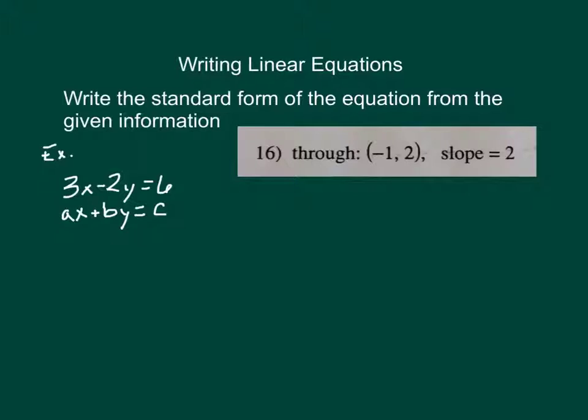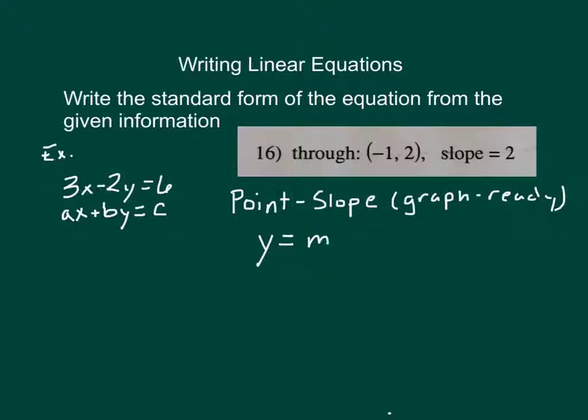Because our next problem asks about point slope form, I'm going to start with point slope form. So here's point slope form. There's a couple ways you can write point slope form. Write this down. I do what's called graph ready point slope form. All right, so you'll have y equals m times x minus x1 plus y1.